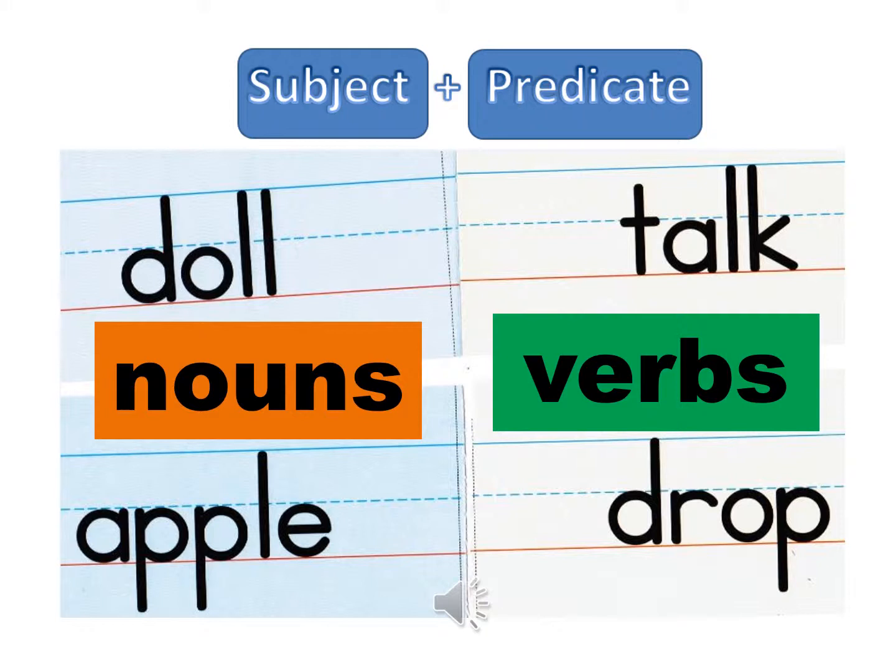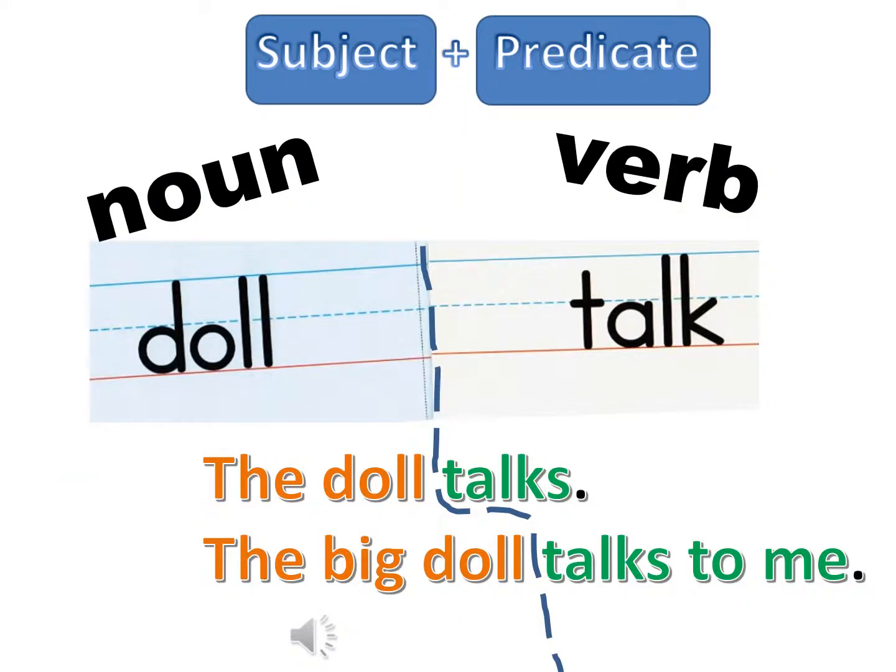Here are a couple of examples. Doll is a noun. Talk is a verb. You could make a sentence out of doll and talk. Apple is a noun. Drop is a verb. And you could make a sentence out of apple and drop. Here's a very simple sentence. The doll talks, period. The doll is the subject. Doll is the noun, talks is the predicate, and talks is the verb.